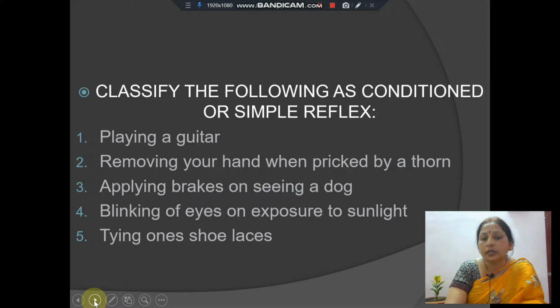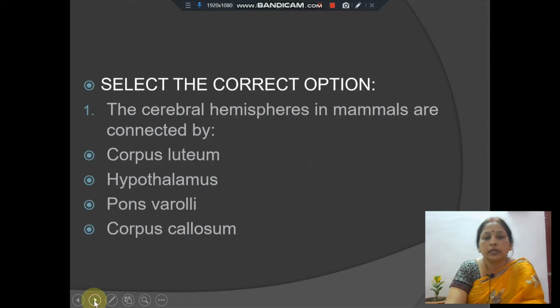Applying brakes on seeing a dog. This also we learn by experience, so this is conditioned. Blinking of eyes on exposure to sunlight, natural reflex. Tying one's shoes, conditioned reflex. Next, move to the next slide.